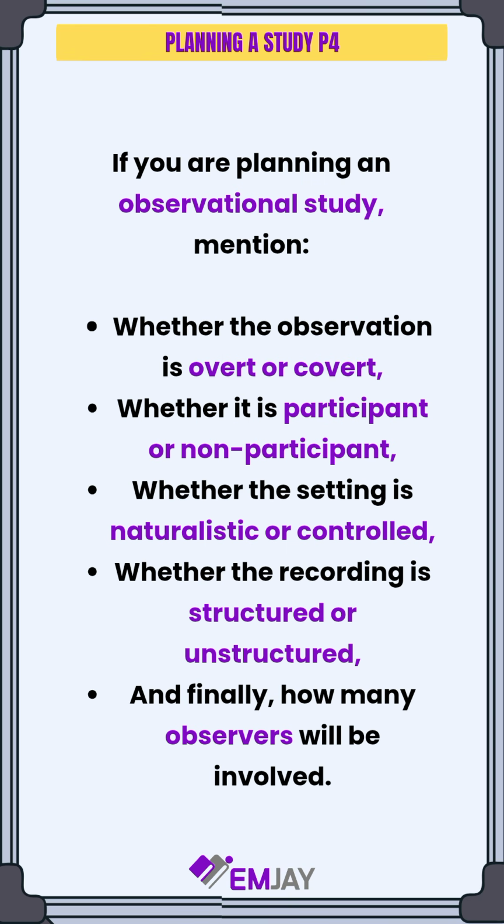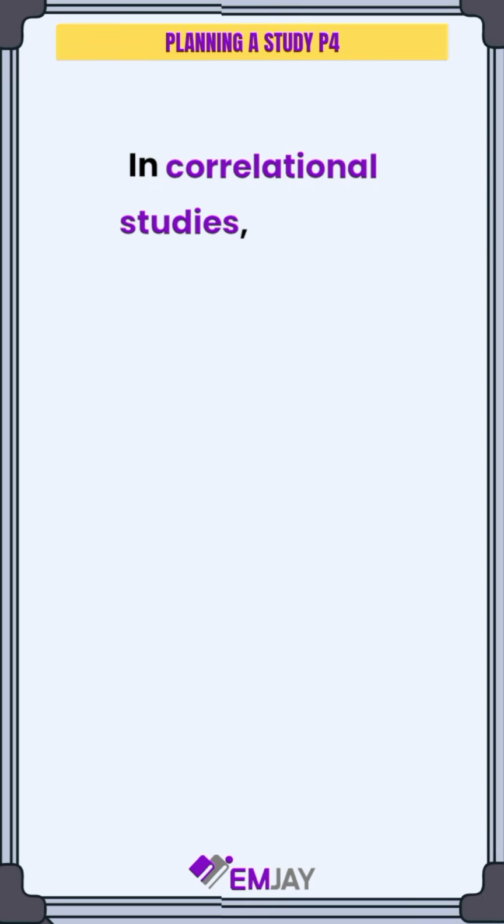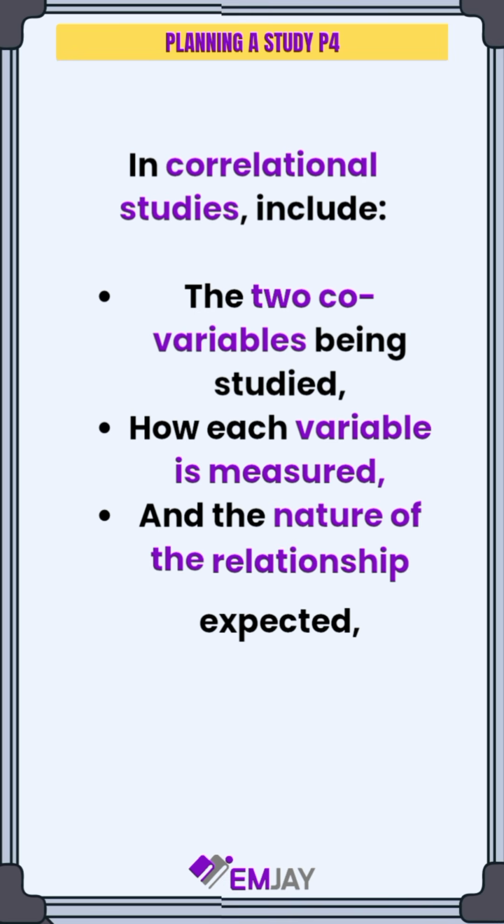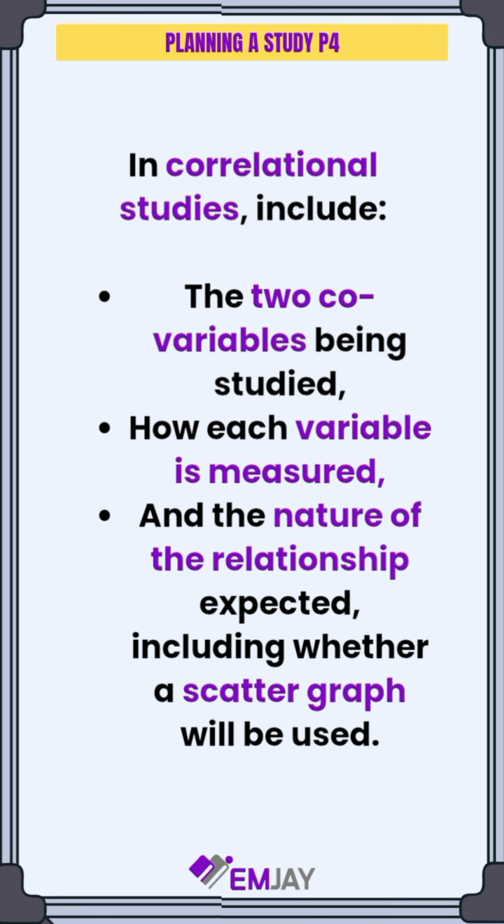If you were planning an observational study, mention whether the observation is overt or covert, whether it is participant or non-participant, whether the setting is naturalistic or controlled, whether the recording is structured or unstructured, and finally, how many observers will be involved. In correlational studies, include the two covariables being studied, how each variable is measured, and the nature of the relationship expected, including whether a scatter graph will be used.